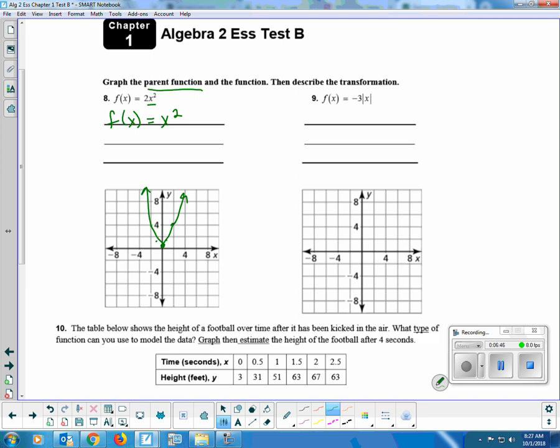Now, when we talk about transformations, that's when we need to look at our a, h, and k. Here's my stretch, here's my left and right, and here's my up and down. The function they gave us looks like this. It's something times the x squared. That would be our a, so it's a stretch of 2. It's going to get skinnier.